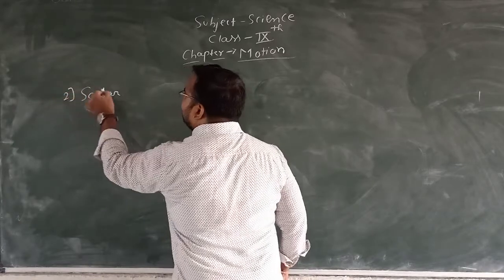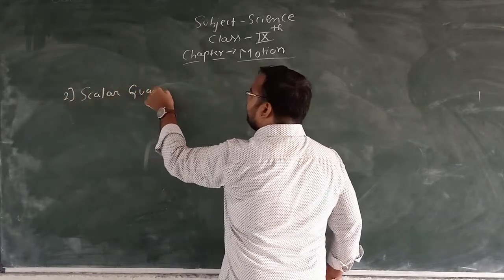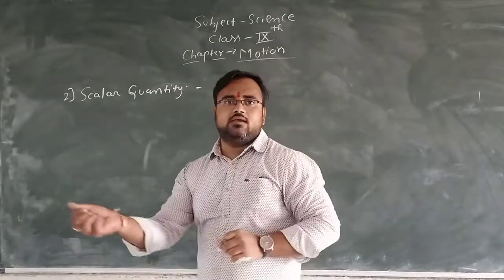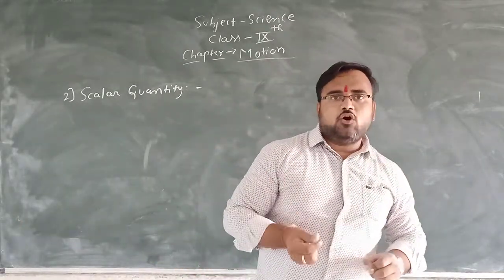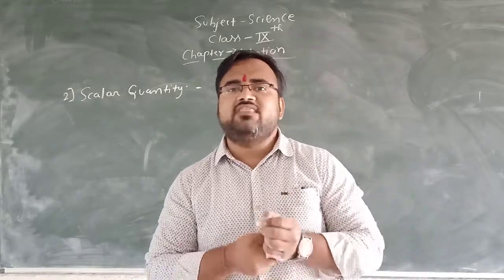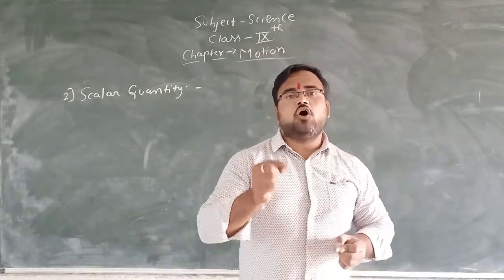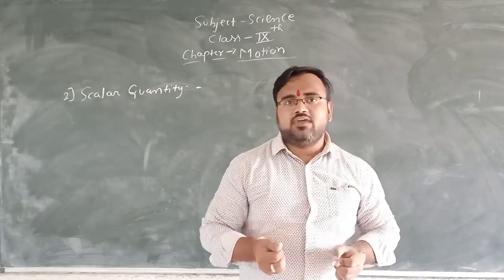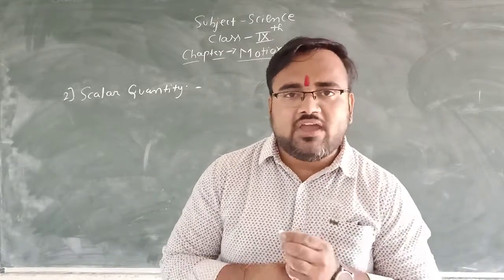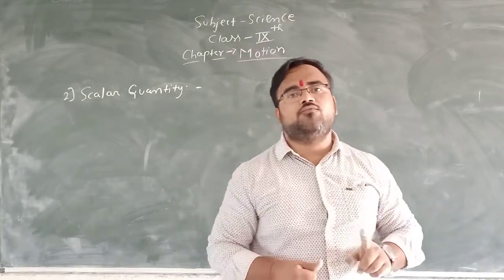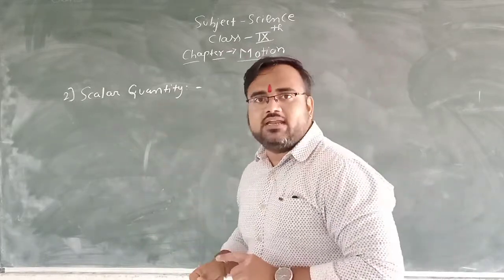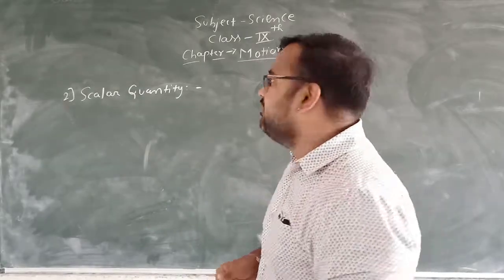Second term is scalar quantity. Okay, what is scalar quantity? When any object is denoted only with the help of number, or we can say if any object is denoted with the help of magnitude, then that quantity is known as scalar quantity.